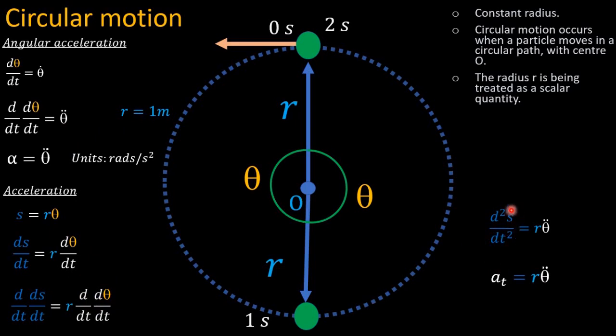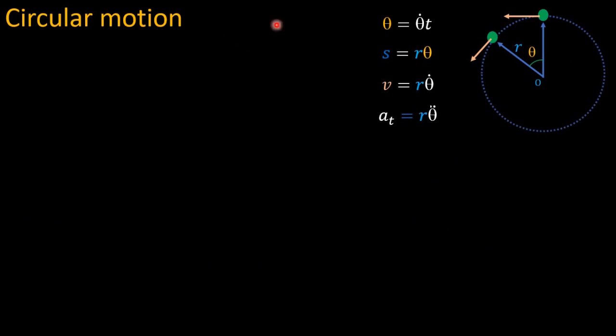So I can simplify this as just a sub t, which means the tangential acceleration. The tangential acceleration occurs along the path, and that's equal to r times theta double dot. And the units of that would be in meters per second squared. And that is a sub t there, so it's tangent at every point. So here's all the equations that we found.